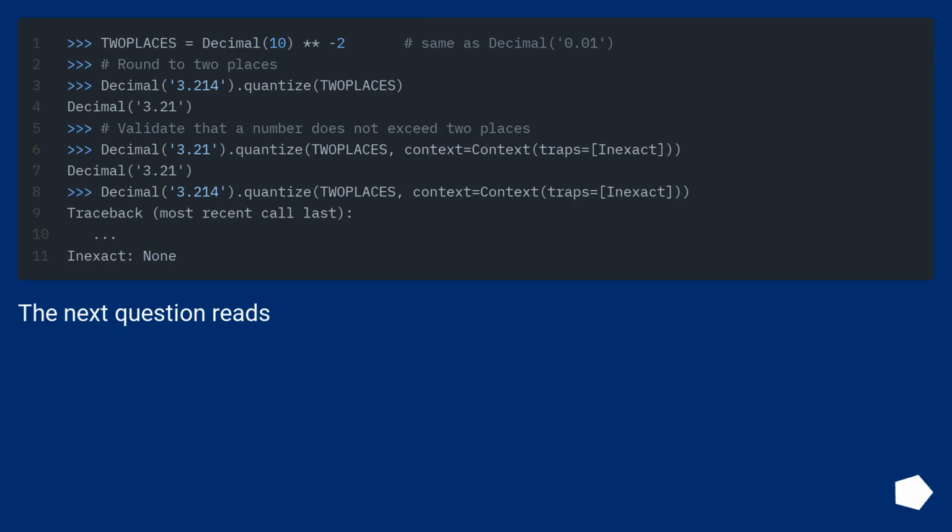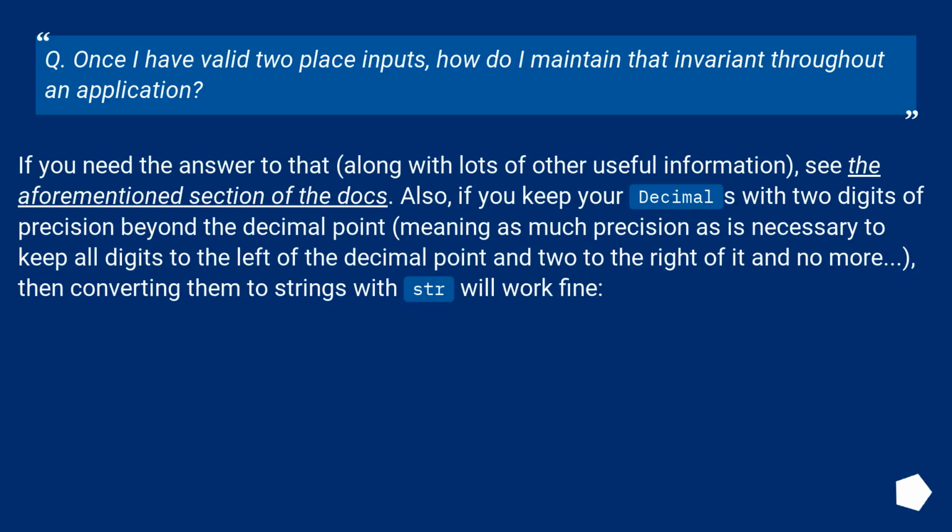The next question reads: Q. Once I have valid 2-place inputs, how do I maintain that invariant throughout an application? If you need the answer to that, along with lots of other useful information, see the aforementioned section of the docs.